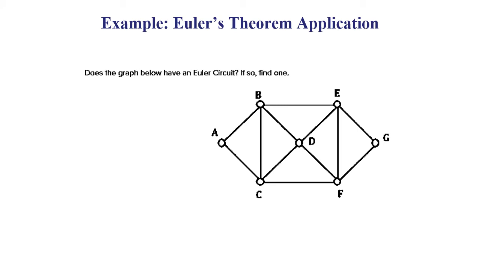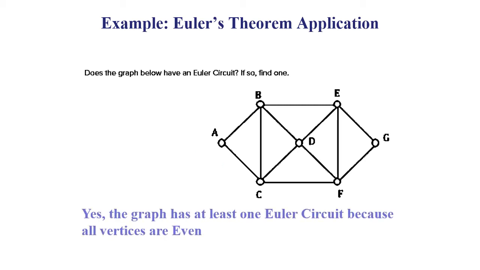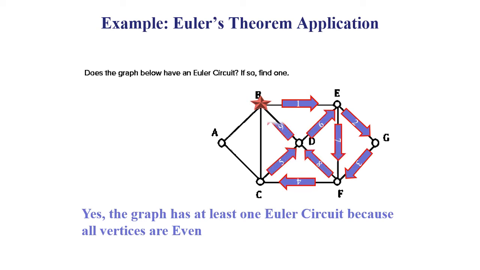If we look at this graph, we can tell that all vertices are even. So the degree of A is 2, while this one is 4, this one is 4, this one is 4, 4, 4, and 2. So all vertices are even. So it means this graph has at least one Euler circuit. So we're going to start at B, and we're seeing an example of an Euler circuit.